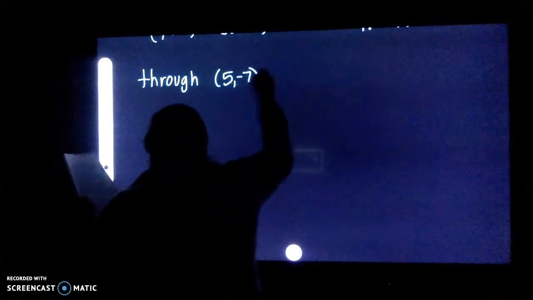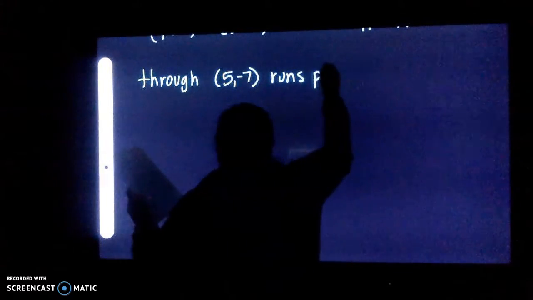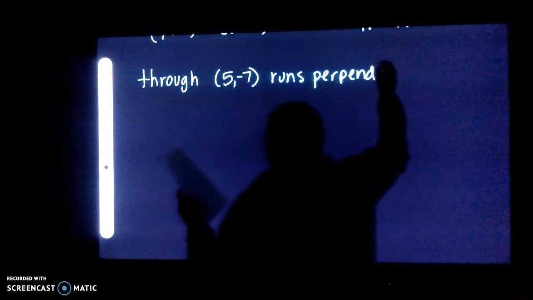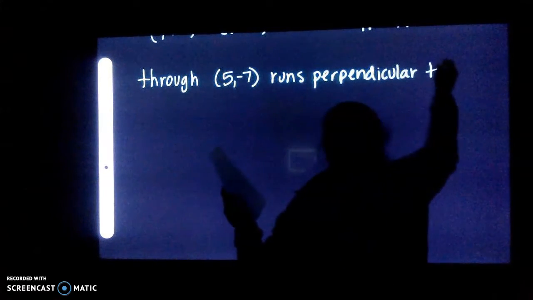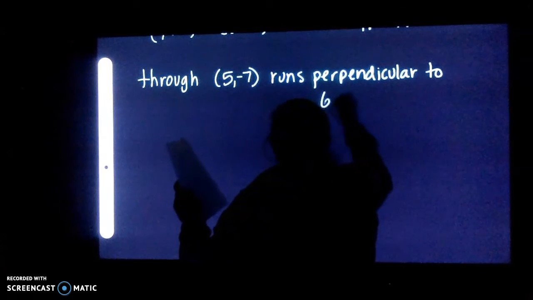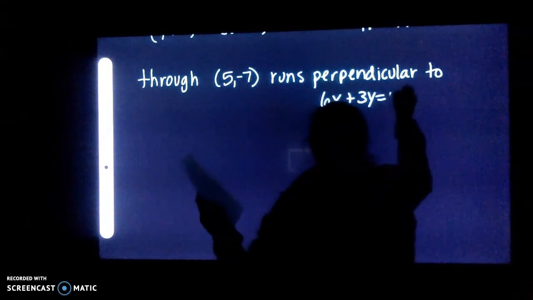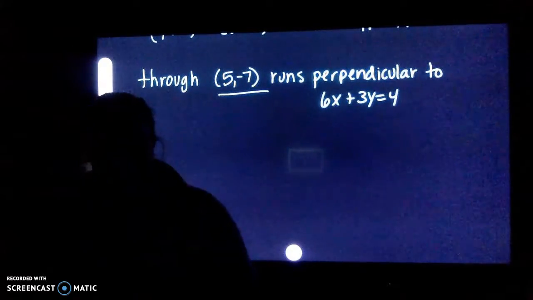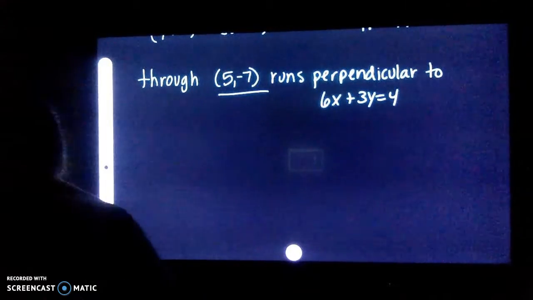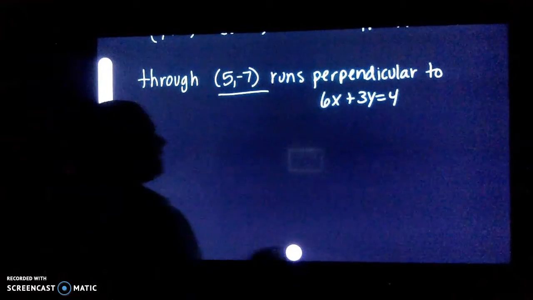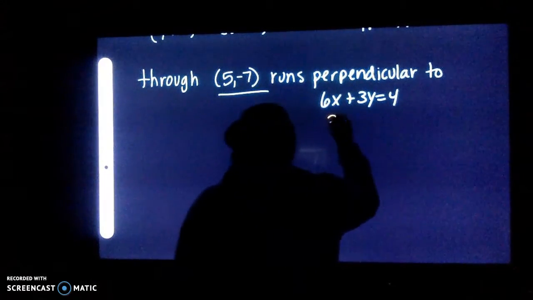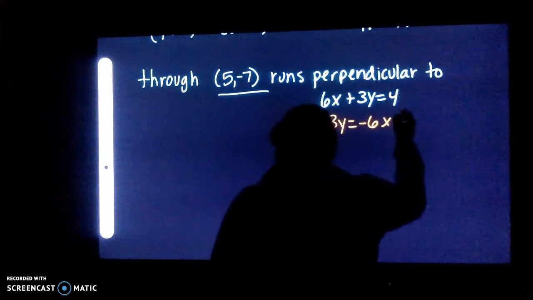So let's do another example. This time, I want the equation of the line that goes through the point 5, -7 and runs perpendicular to 6x plus 3y equals 4. So again, I have a point, but I don't have a slope, so I need to calculate that. To do it, since I have a line, I'm just going to put this in slope-intercept form, which gives me 3y equals -6x plus 4.